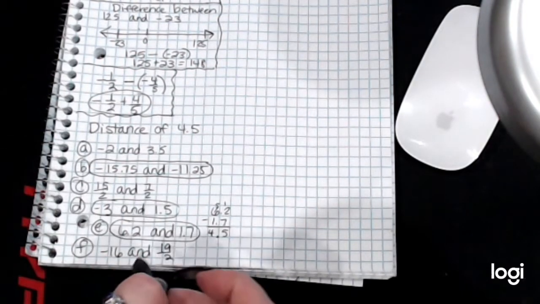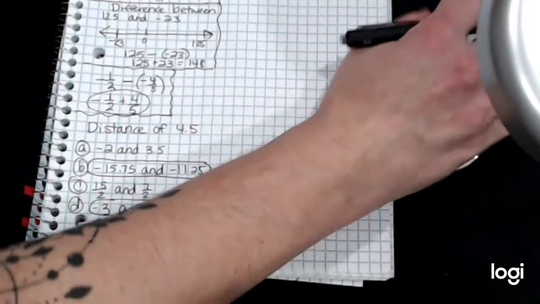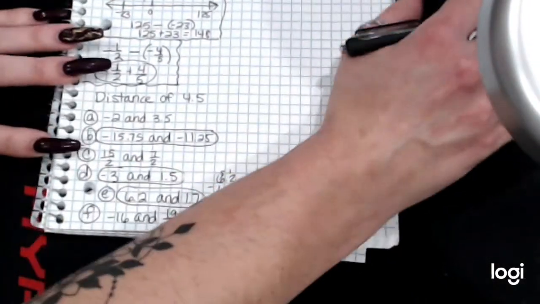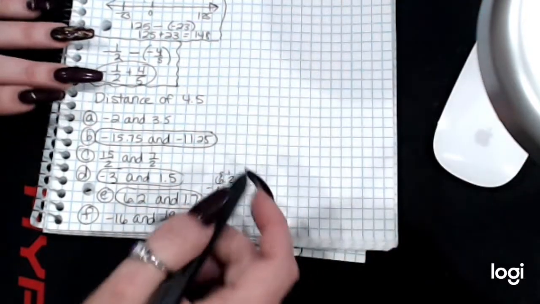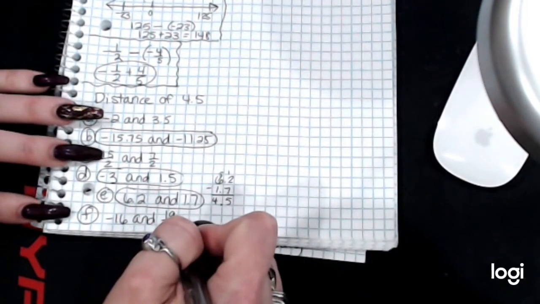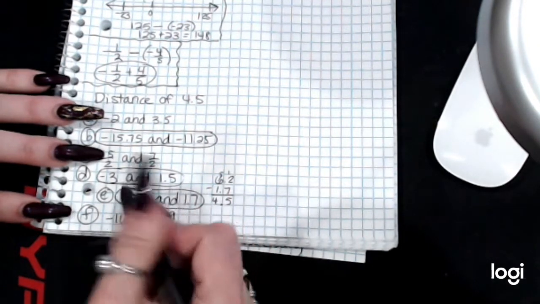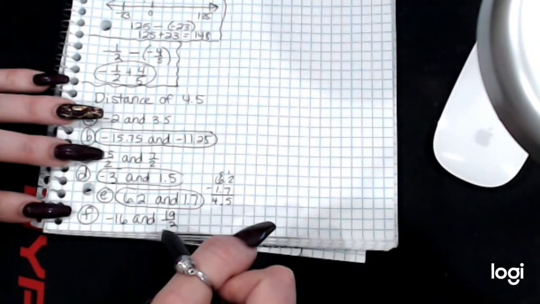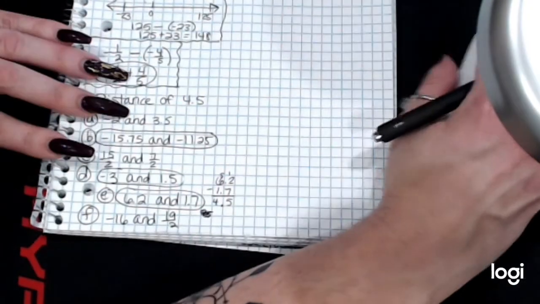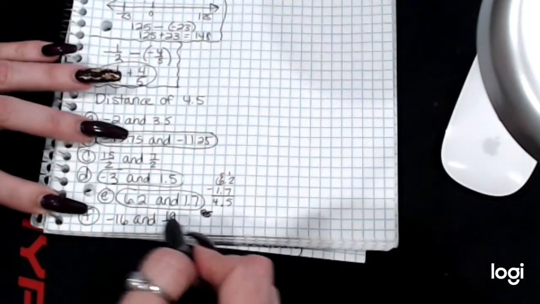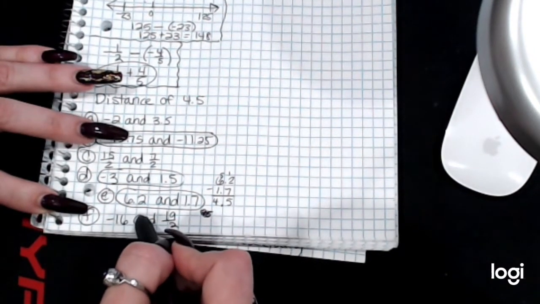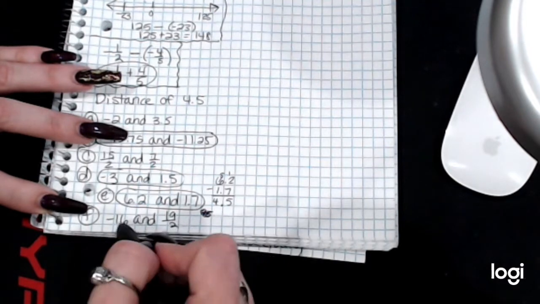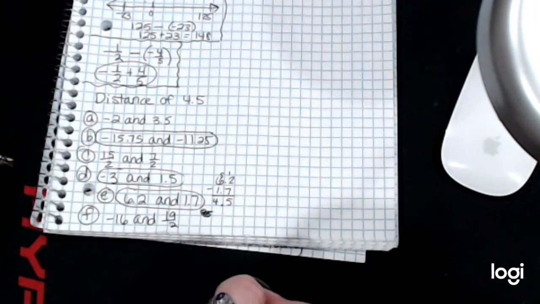And then finally we have negative 16 and -19 halves, which is 9.5, and the difference between these would only be 6.5. Did I do that right? No, this is a positive, so already you would need 16 units just to get to 0, plus this 9.5. It's going to be way more than a distance of 4.5, so that's out.